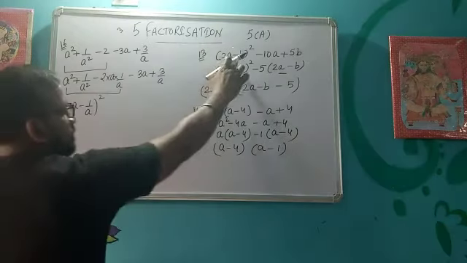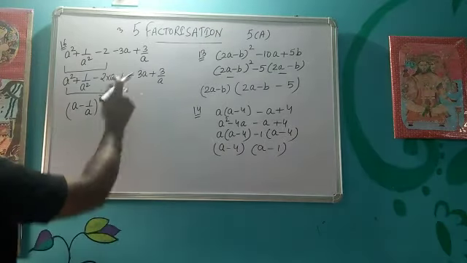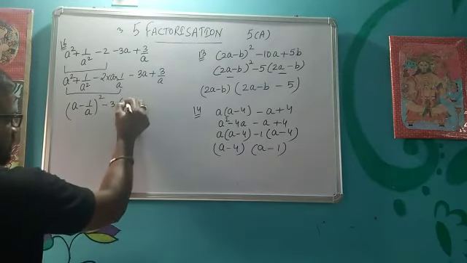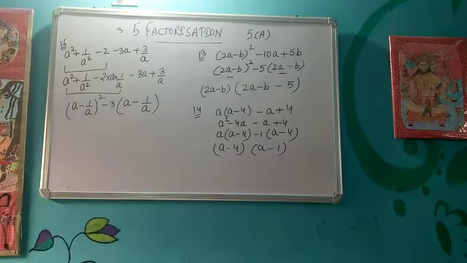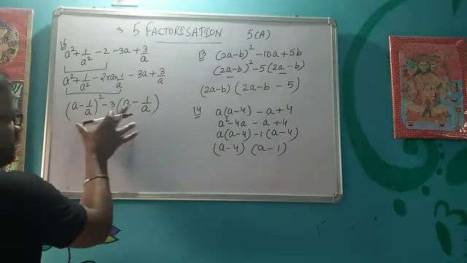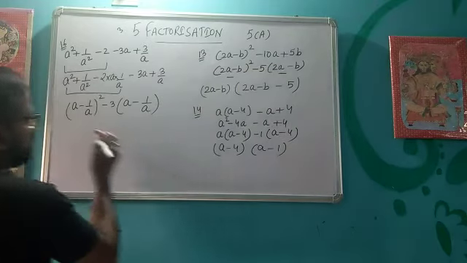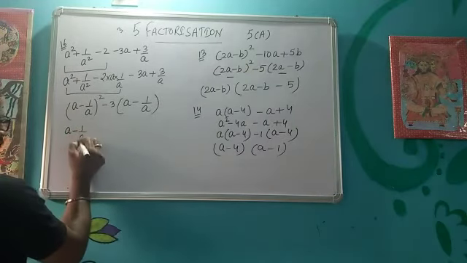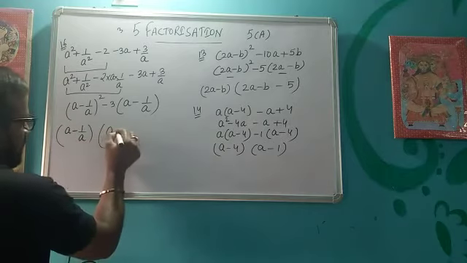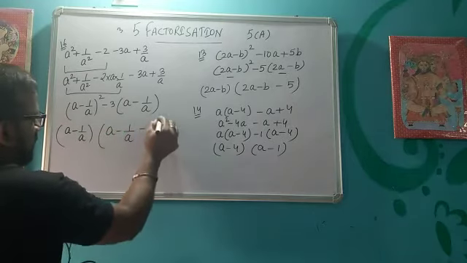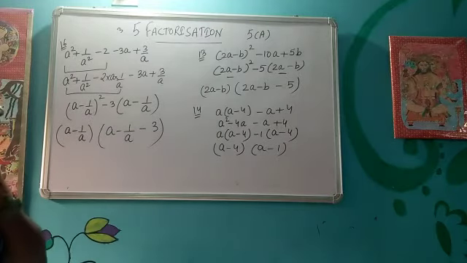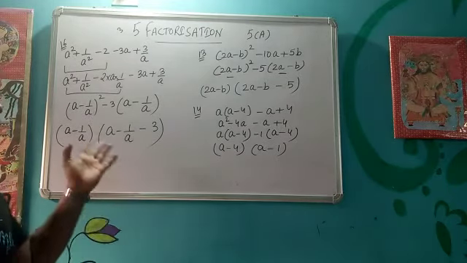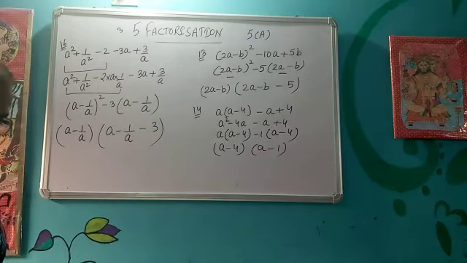Something like this. Now here also, if I take minus 3 as common, what I am left with? A minus 1 upon a. So again it is similar to this. So I will take a minus 1 upon a common, in the bracket a minus 1 upon a minus 3 will be there. So in these type of problems, there must be some type of a plus b whole square or a minus b whole square, that you have to identify.